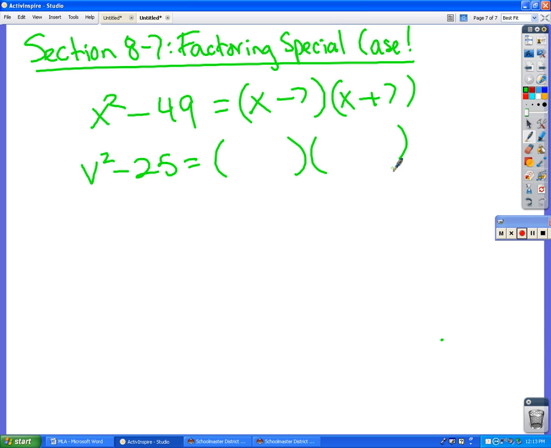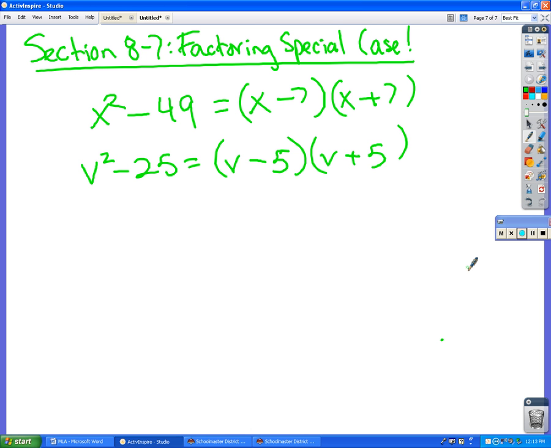Okay, so let's try another one. Stop snapping, please. V squared minus 25. What's going to go in the front? V and V. And then I need 2 numbers that multiply together to be negative 25 and add together to be 0. Negative 5 and 5. Okay? You get it? It's like square roots.